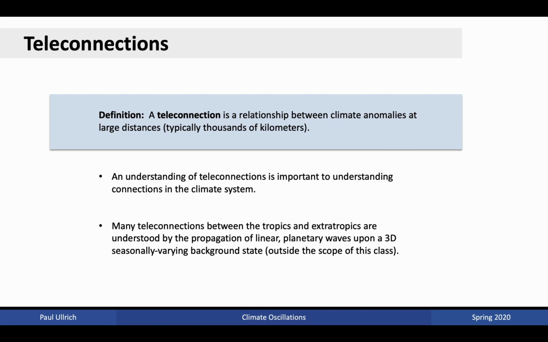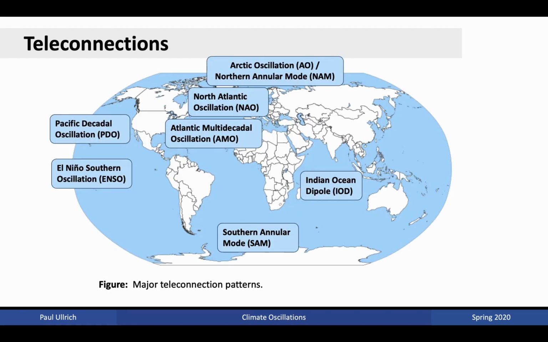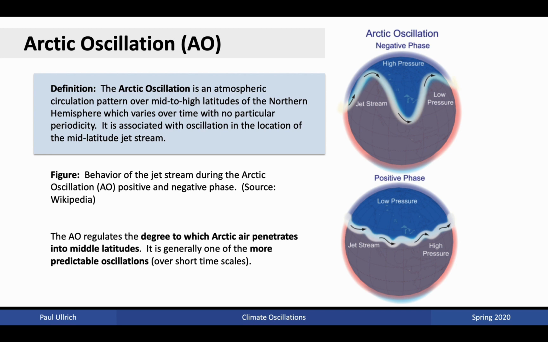However, the investigation of the actual mechanisms by which these teleconnection centers propagate information globally is outside the scope of the current class. The teleconnection patterns that we'll be discussing in this class include the Arctic Oscillation, also known as the Northern Annular Mode, the North Atlantic Oscillation, the Atlantic Multidecadal Oscillation, the Pacific Decadal Oscillation, and the Indian Ocean Dipole. The El Niño Southern Oscillation is important enough that it deserves its own lecture, and so we'll discuss that in the next class. Alright, let's get started.